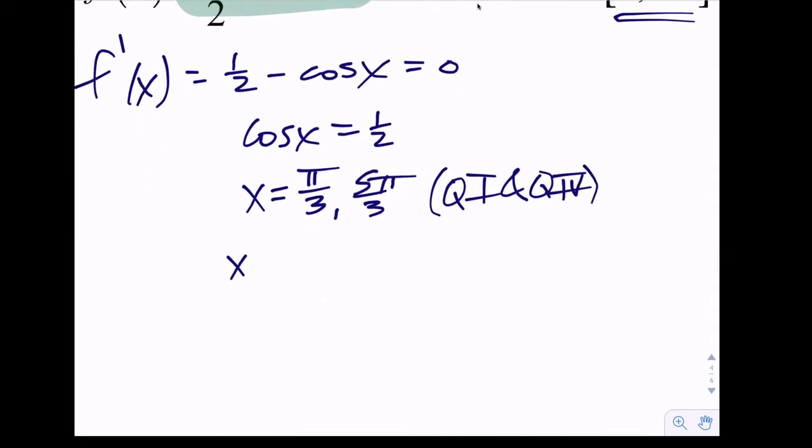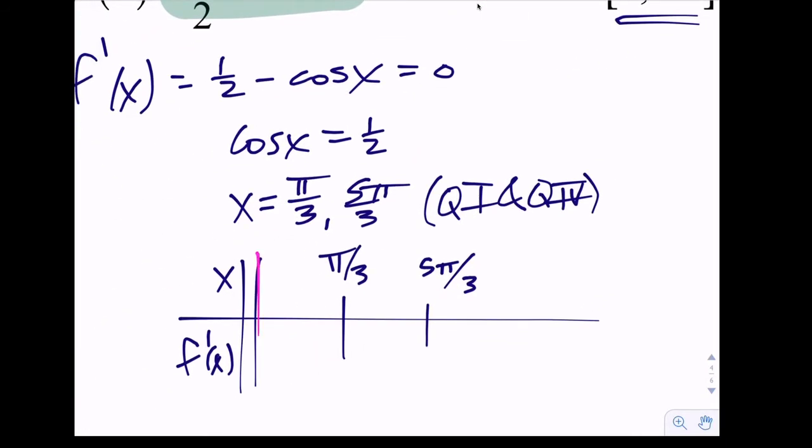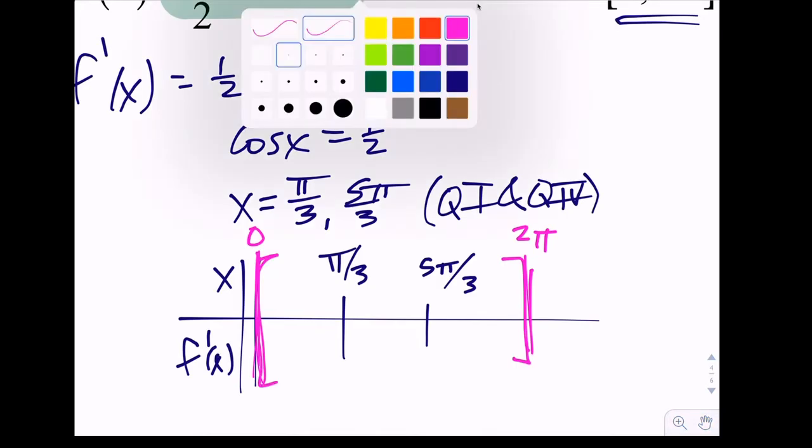So now we'll make our little number line chart. We got x, we got f prime of x, and we have pi thirds and 5 pi thirds. Now it's not going to be really an issue here for us, but we do have a closed interval. So when you're picking a number to the left of pi thirds, don't go past 0. If you're picking a number to the right of 5 pi thirds, don't go past 2 pi, because we are on this closed interval.